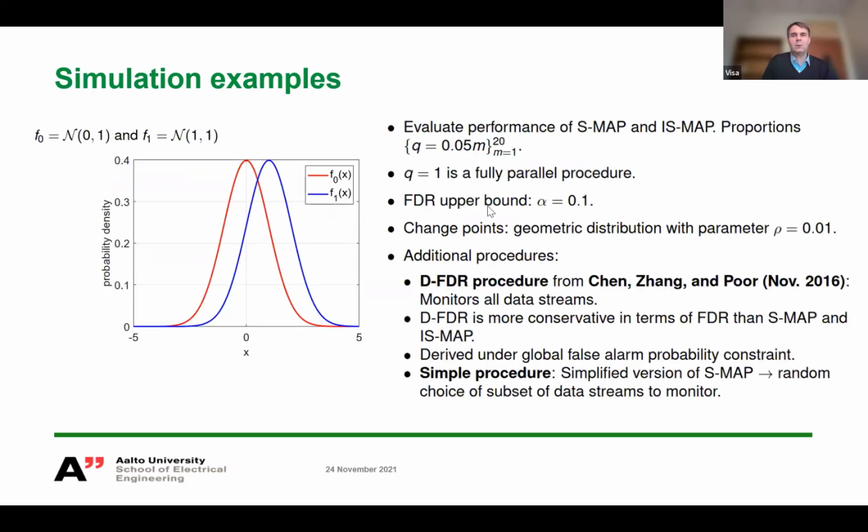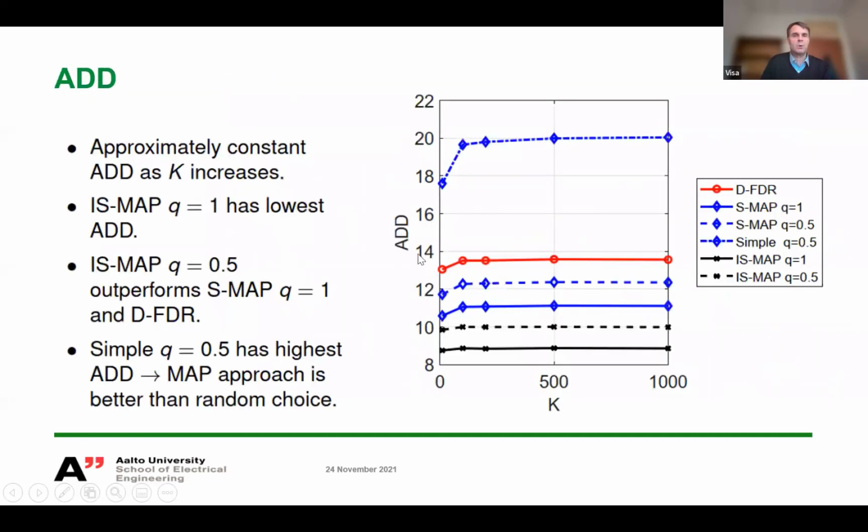This is a simulation example where we are taking 20 different proportions here, and studying how the system behaves as a function of Q. If Q equals 1, it basically means that it's a fully parallel procedure where every sensor sends all the data to the fusion center. Then we use a very commonly used FDR upper bound of 0.1, and use a geometric distribution as a prior model with the parameter rho equals 0.01. And then we have some other procedures used for comparison purposes.